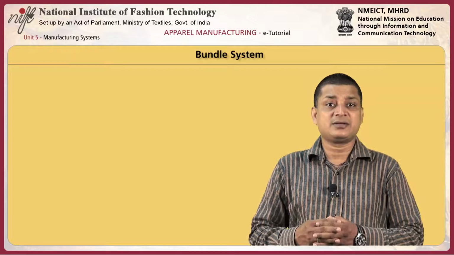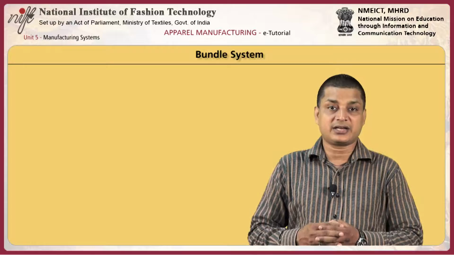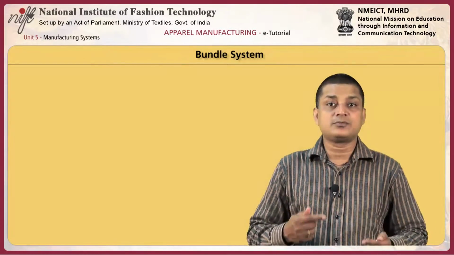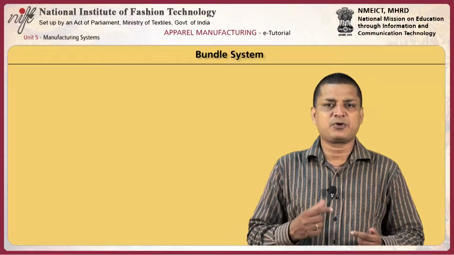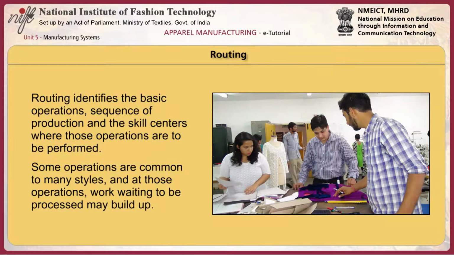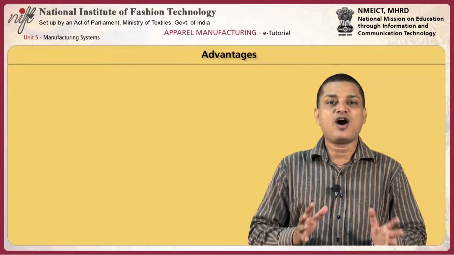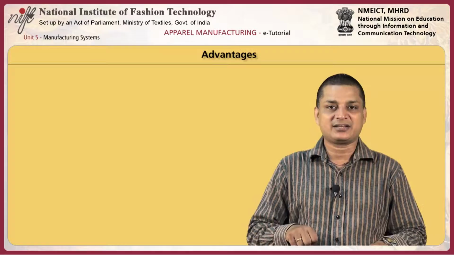The progressive bundle system may be used with a skill center or line layout depending on the order that bundles are advanced through production. Each style may have different processing requirements and thus different routing. Routing identifies the basic operations, sequence of production and skill center where those operations are to be performed. Some operations are common to many styles and at those operations, work awaiting to be processed may build up. The success of a bundle system may depend on how the system is set up and used in a plant.